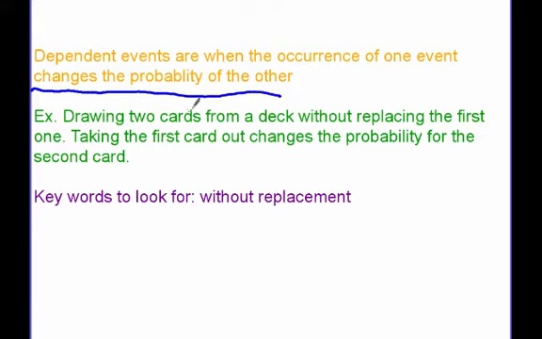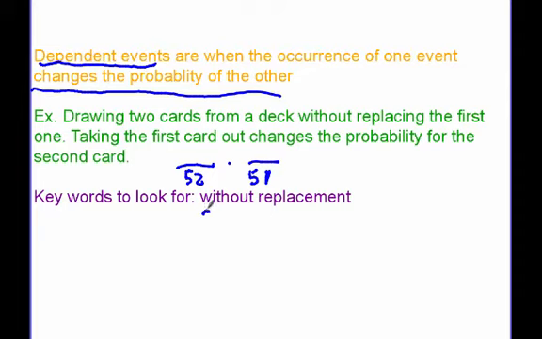For example, drawing two cards from a deck without replacing the first one. Taking the first card out changes the probability for the second card. So if you think about it, for my first card, whatever the card is, my probability is going to be something out of 52. Then I take that card out, and for my second probability, I have one less card in there, so my probability is only going to be out of 51. So the probability changes, and that's what makes it a dependent set of events.